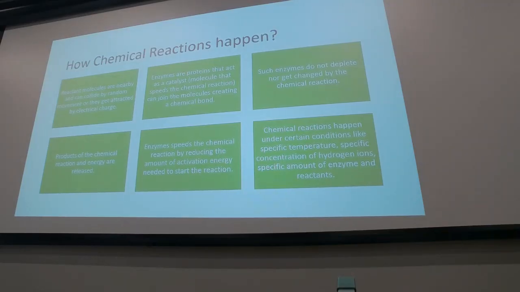Right? And then in some chemical reactions, you have molecules that can speed up these chemical reactions. These molecules are known as catalysts or enzymes. Chemical reactions can still take place without them, but these enzymes increase the speed of the reaction.